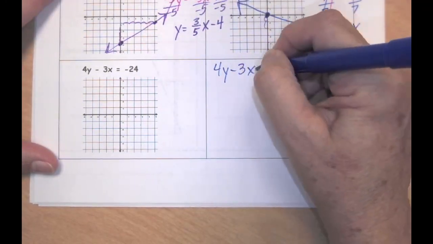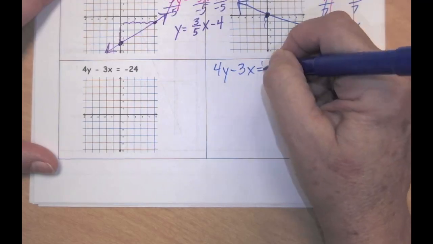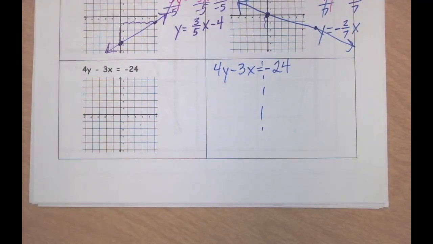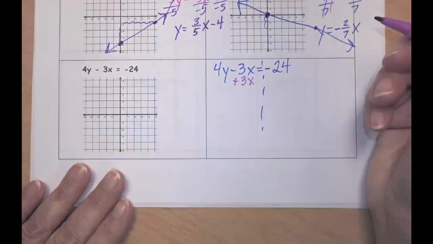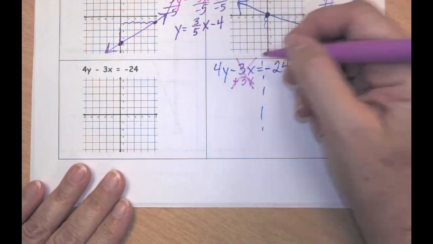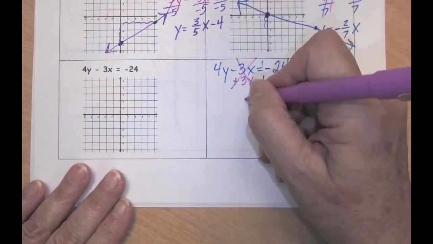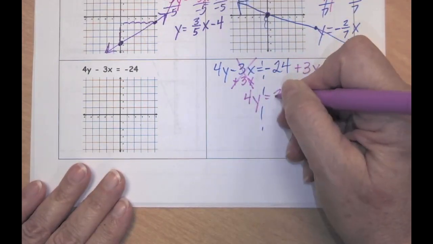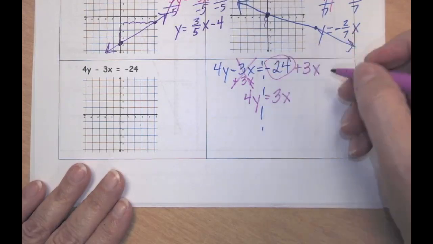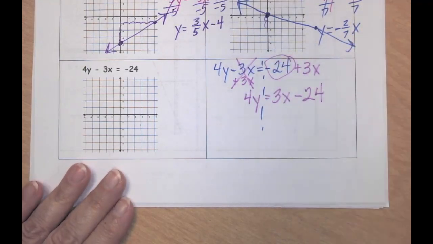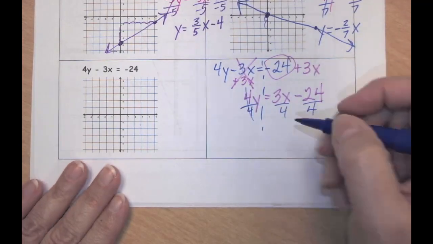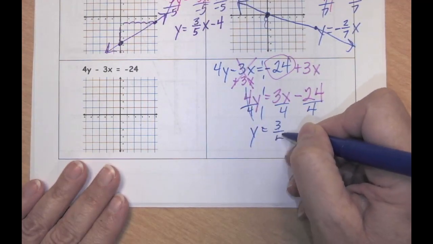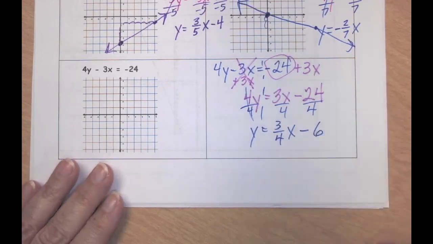Now, if you're paying attention, you might notice something tricky about this one: they rearranged the order. It's not really standard form because they put the y first. But as always, I want to get rid of the x. Since it's negative, I add. Always, I want to put the x first. Since it's negative 24, it becomes minus 24. I divide everything by 4. 3/4 x minus 6. Now this is a positive slope.